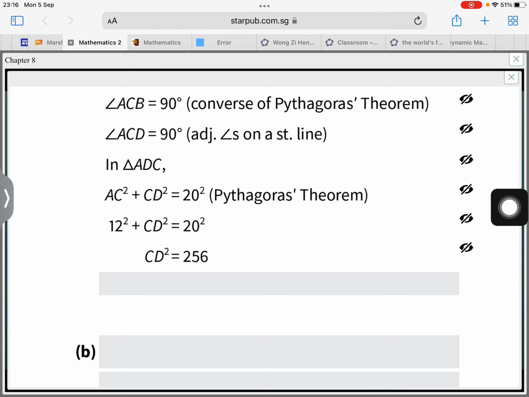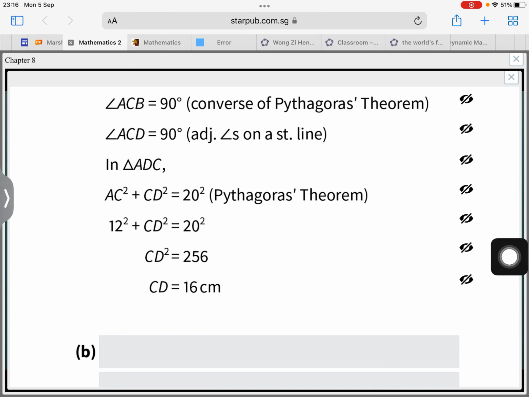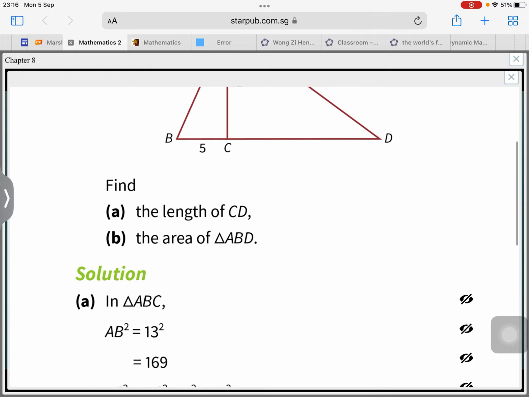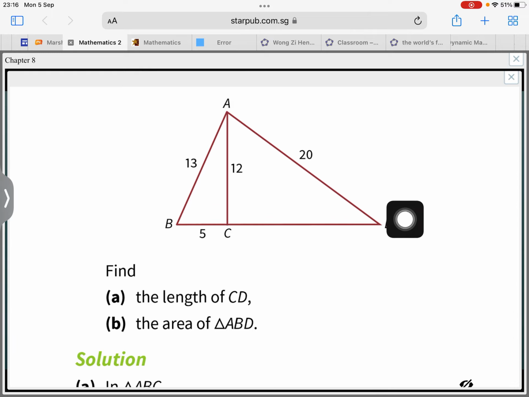You realize that you get 256. Then you take the square root on both sides. Take note, CD equals plus minus square root of 256. You get 16 cm, reject negative 16. I can't re-emphasize enough, always remember to do your plus minus and to reject the negative value. So once you have established that this is 16 cm, they ask you to find the area of ABD.